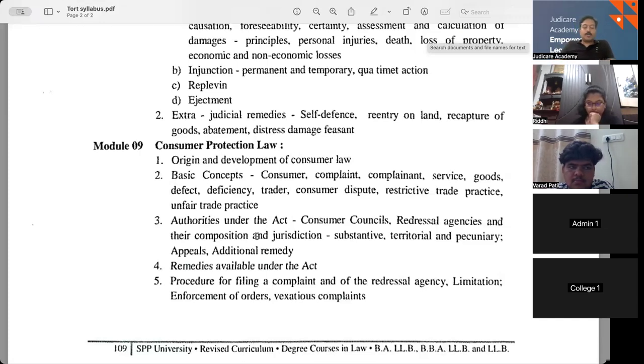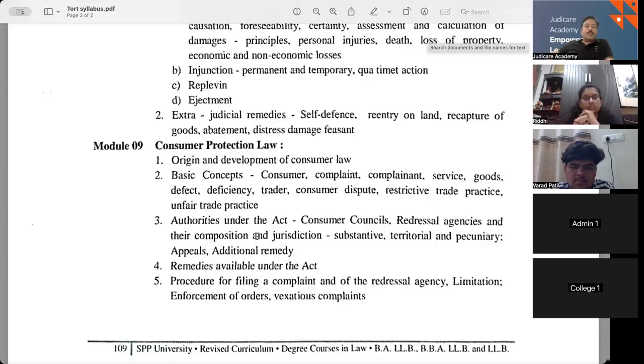For example, false advertising is an unfair trade practice, where I advertise something and I give you something completely different, the service or a product. So this is an unfair trade practice, or any fraudulent business action is covered under restrictive and unfair trade practices.